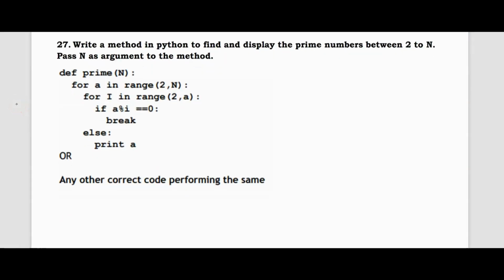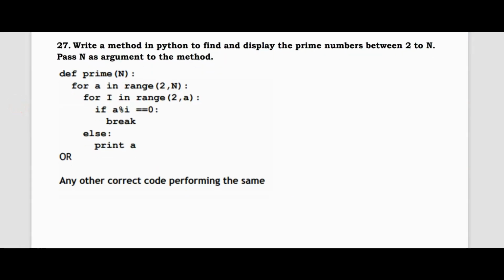Let us move on to the next question. Write a method in Python to find and display the prime numbers between 2 and n. What is meant by prime numbers? Suppose you take 2, it has the multiple of that number and 1, that is 1 and itself. If we take the number 3, it can be multiplied with 1 and the number itself. If we consider 4, it has many factors, so it is not a prime number.